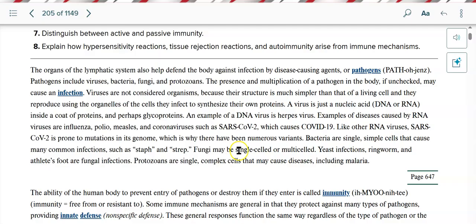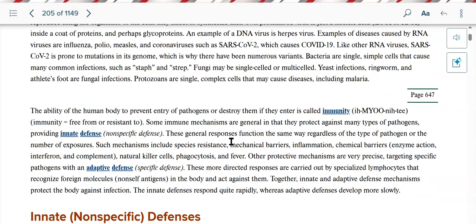Funguses can be single-celled or multicellular. Yeast infections, ringworm, athlete's foot, these are all fungal infections. And then less commonly, you've got protozoans, which are single complex cells that cause many diseases, including malaria. When I have taught microbiology, we really go into a good bit more detail about these issues in that course, and I assume most of you will have to take it, so hopefully you'll get a better understanding from that.